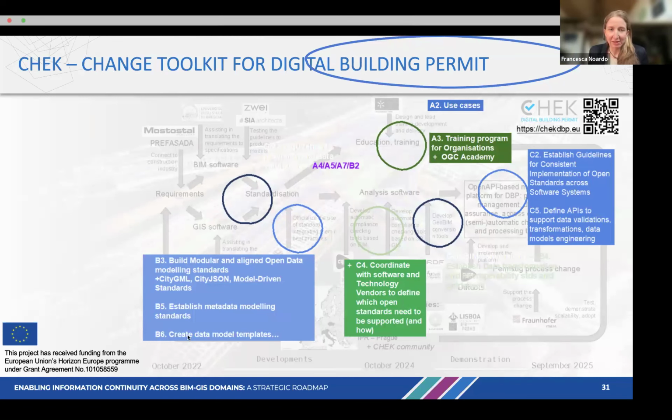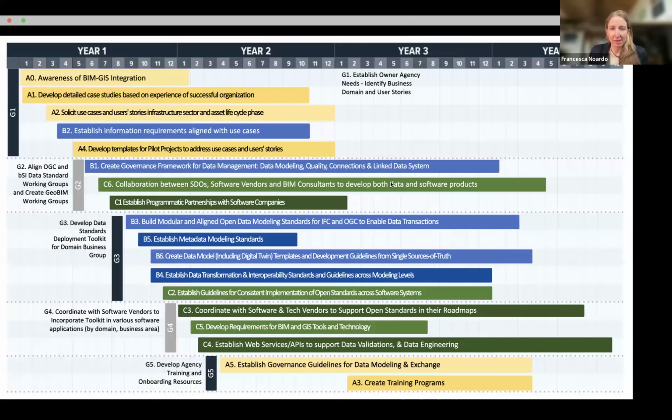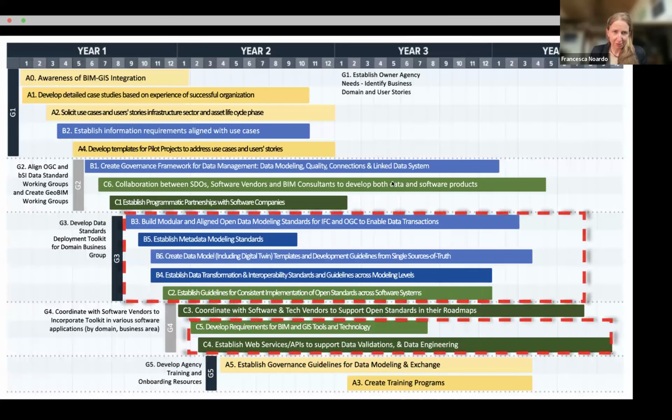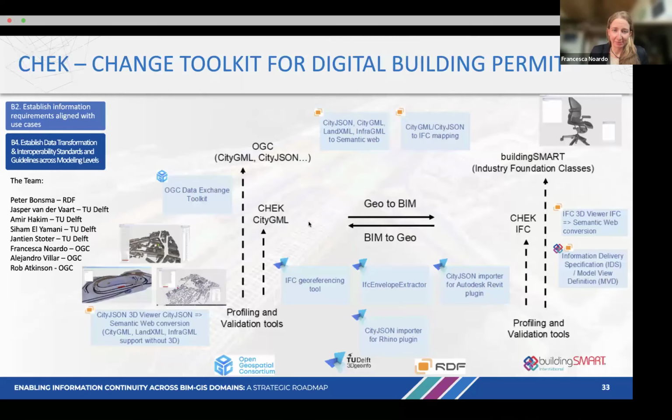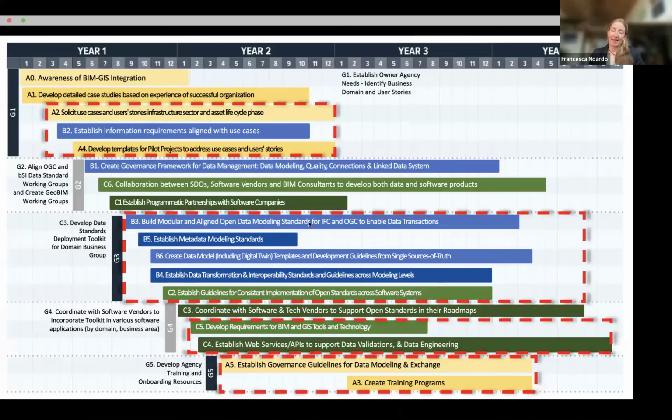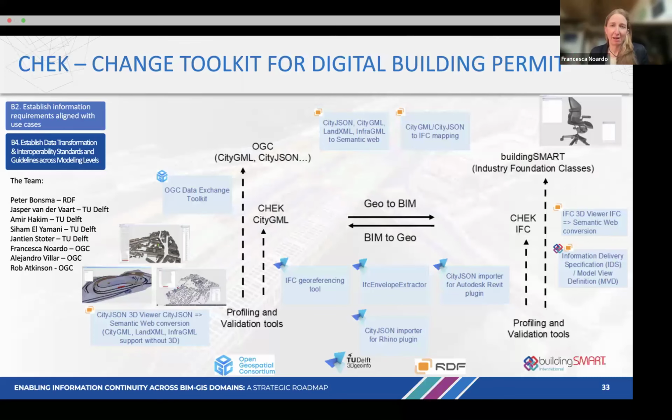Here you can see the activities that were in the roadmap mapped to the different parts of the project. So in the project, we are addressing more than one group of activities and providing some research and solutions for different items of the roadmap. But especially I would like to focus on the most technical part here today, which is related to the exchanges and conversions from Geo to BIM and from BIM to Geo.